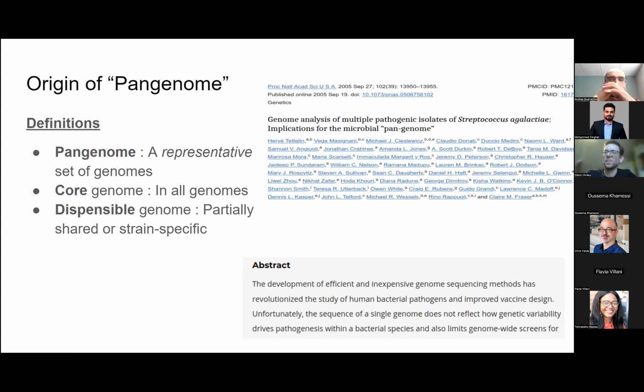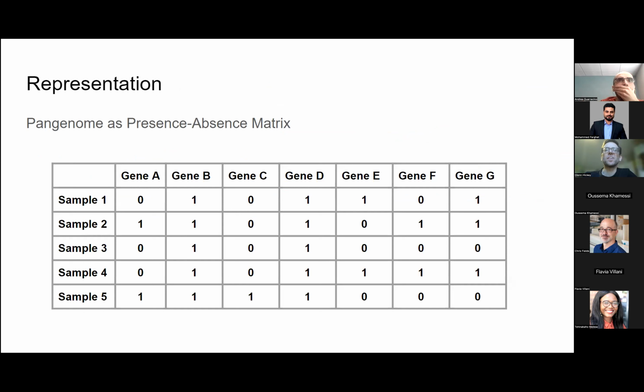And I always like to put the abstract here because, this is from almost 20 years ago, and it's basically the same sort of thing that I put in all my abstracts today. Genome sequencing is getting less expensive, and one genome doesn't reflect the variability, et cetera, in this case, of pathogenesis in bacteria. Next slide.